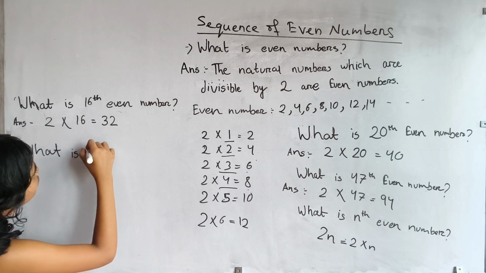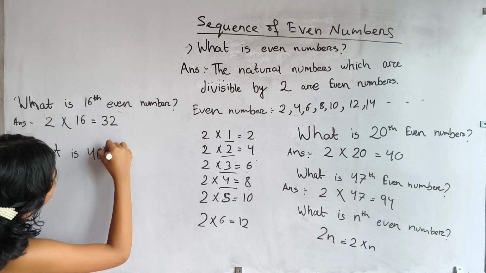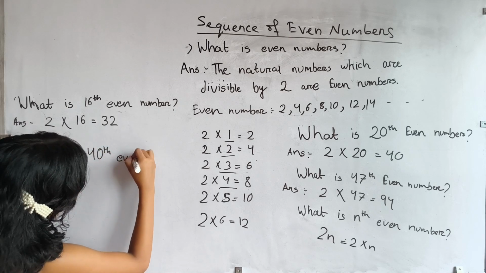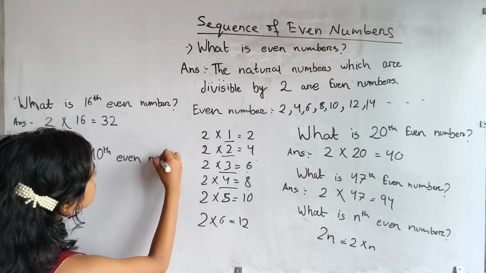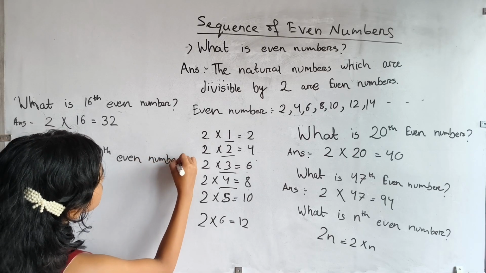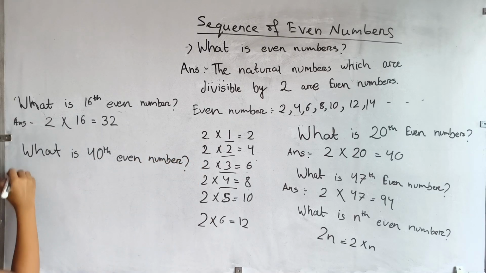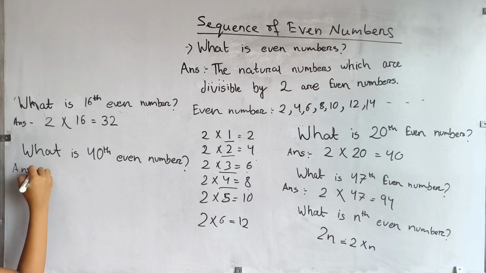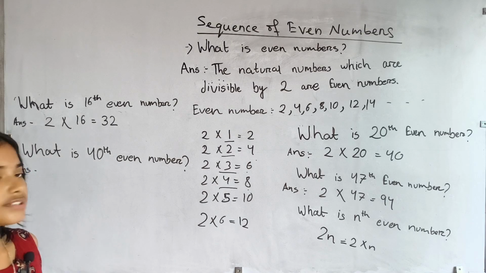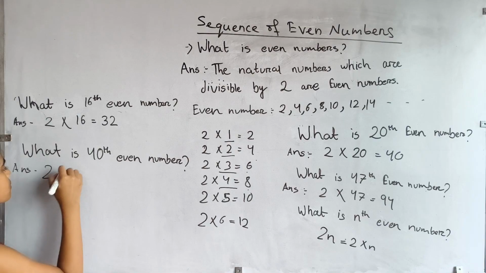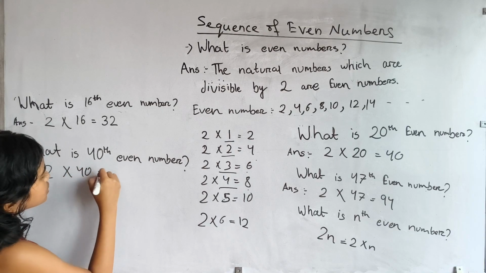What is the 40th even number? So what is the 40th even number? Answer is, we will multiply with 2. 2 multiplied with 40 equals 80.